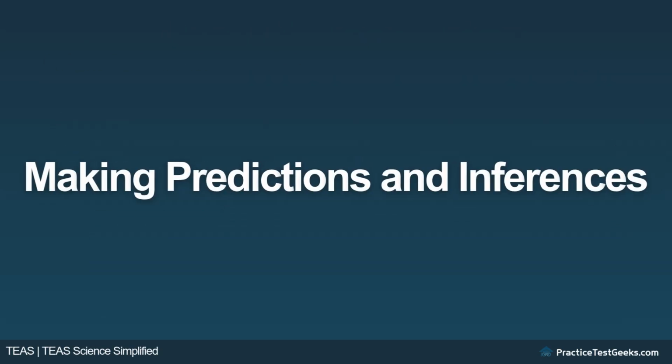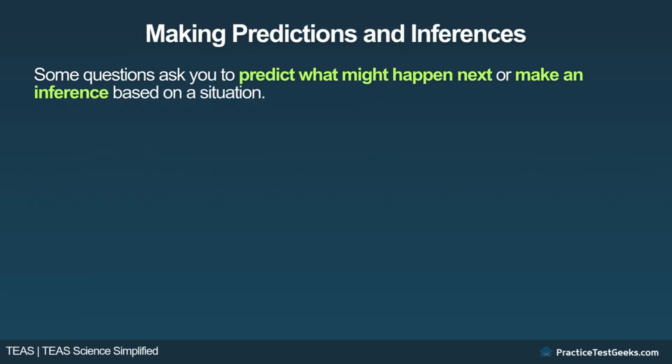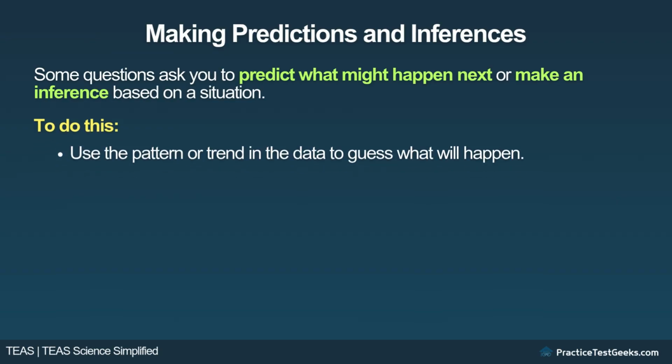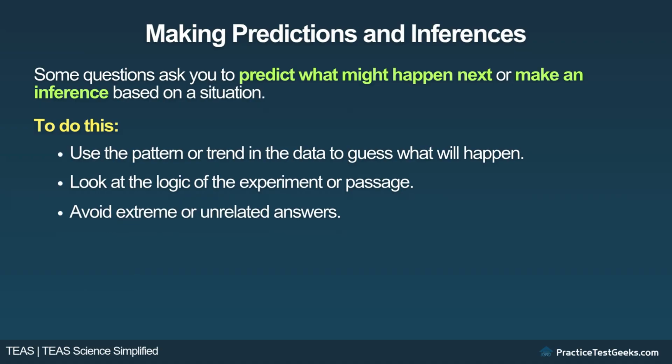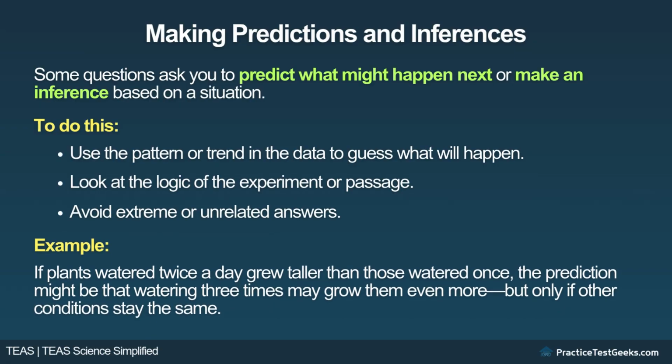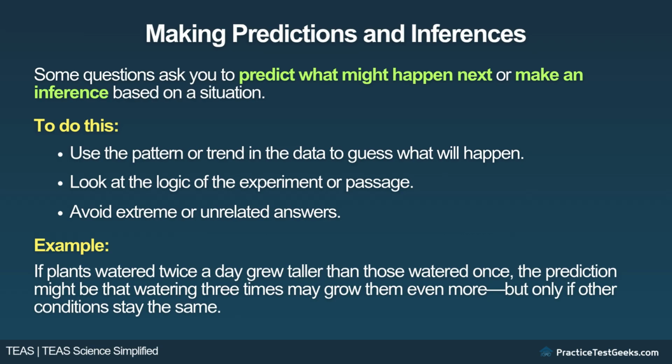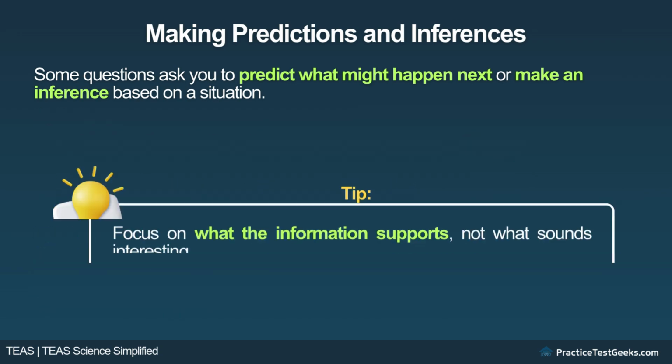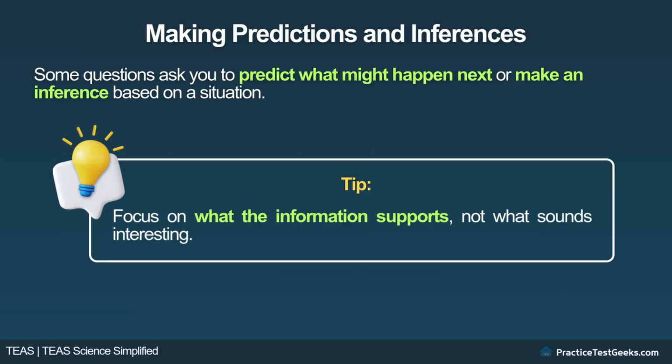Some TEAS questions ask you to make a prediction or inference, basically, an educated guess based on what's already known. To answer these, look for patterns or trends in the data. Use logic from the experiment or passage. Don't overthink it. For example, if plants watered twice a day grew taller than those watered once, it's reasonable to predict that watering 3 times might help them grow more, as long as nothing else changes. Here's your TEAS tip. Stick to what the evidence supports. Don't choose answers that go way beyond the data.